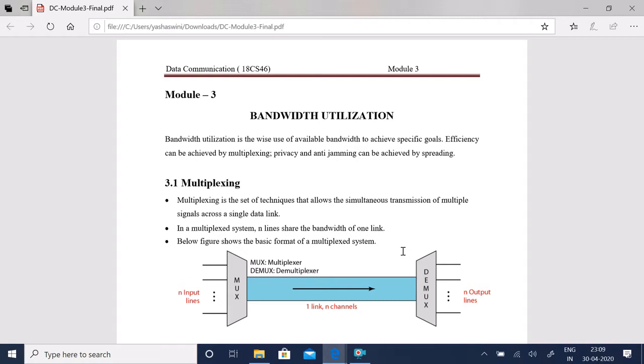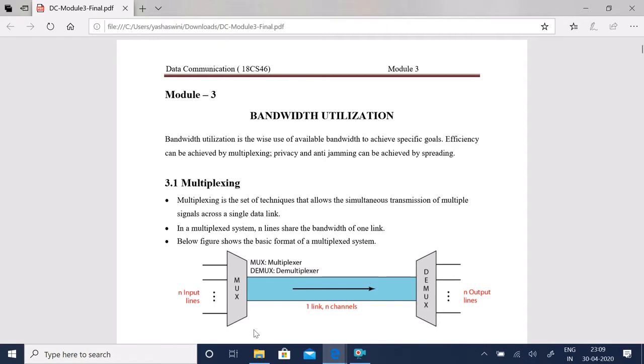What is multiplexing? Multiplexing is a technique where n number of input lines are passed through a device called a multiplexer, which can simultaneously transmit all the multiple signals across a single data link. In this system, the n lines given as input to the multiplexer share the bandwidth of a single link, as shown in the figure below.